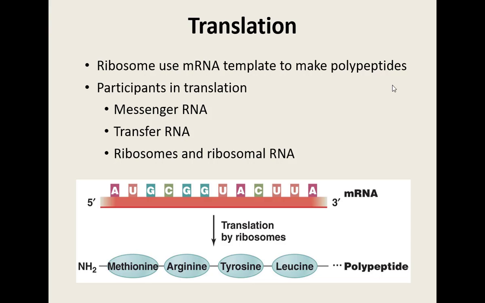The ribosome. The ribosome's job is to make proteins. And if our ultimate goal is to make proteins, ribosomes are going to be involved. A ribosome is going to take that message and read it, and translate it from the language of A, U, C's, and G's into the language of amino acids. That's why they call it translation, because we're changing the language.